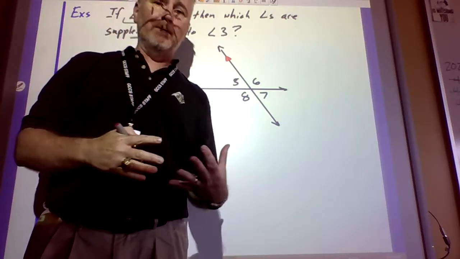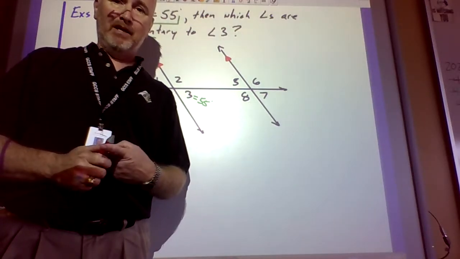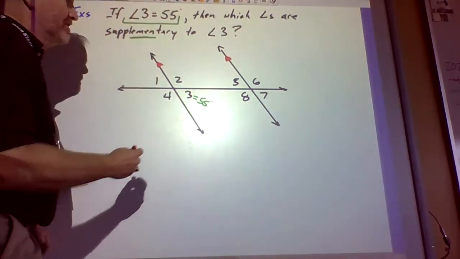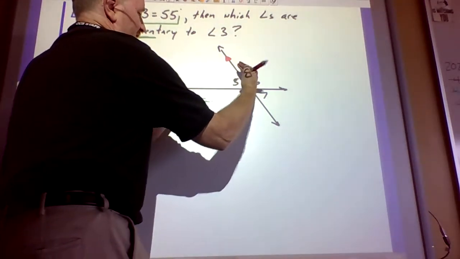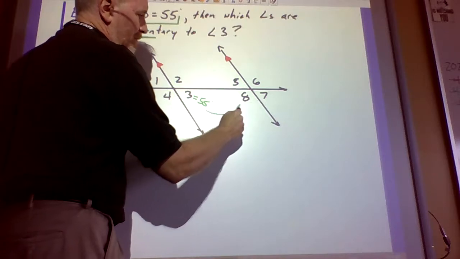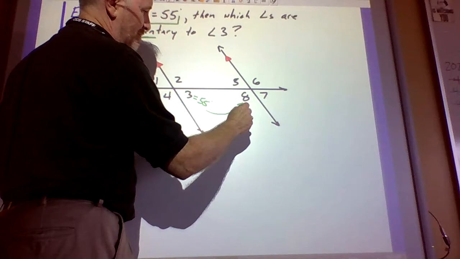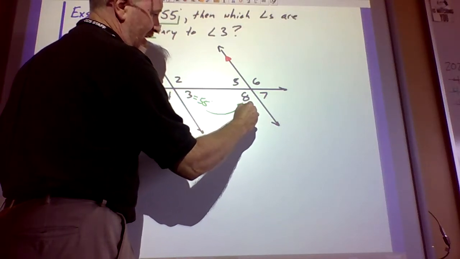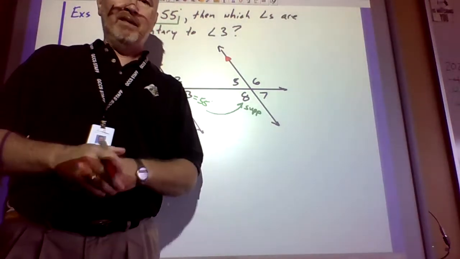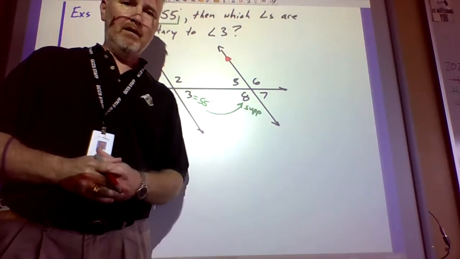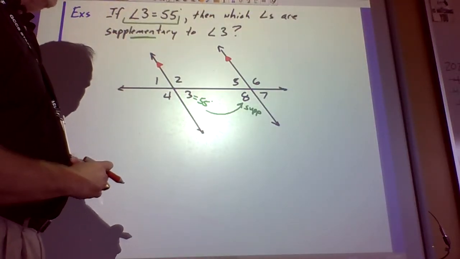We want the ones that are supplementary. So we learned the one relationship that is supplementary is that same side interior relationship. So who's his same side interior buddy? Well, we're talking about these guys on the inside. His same side interior buddy would be 8. So 8 would be supplementary to him. So I'm going to write SUPP for supplementary. He would be supplementary because of the same side interior angle situation. And then who else would be supplementary to him?